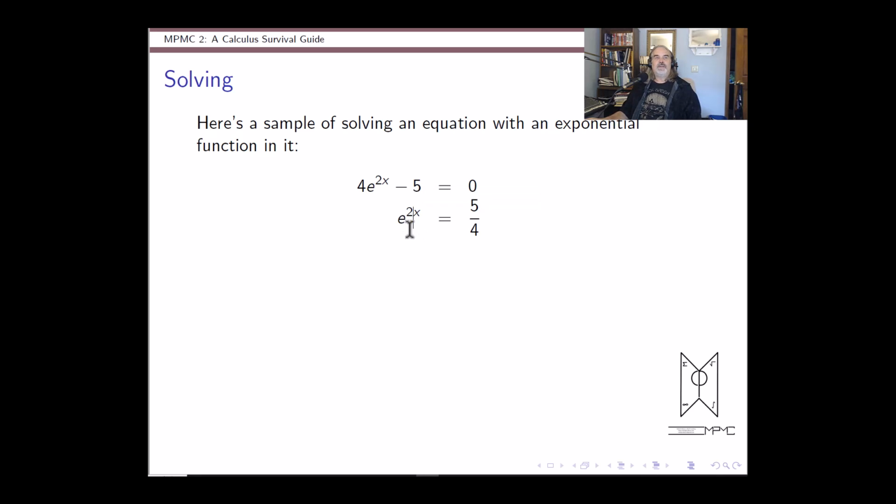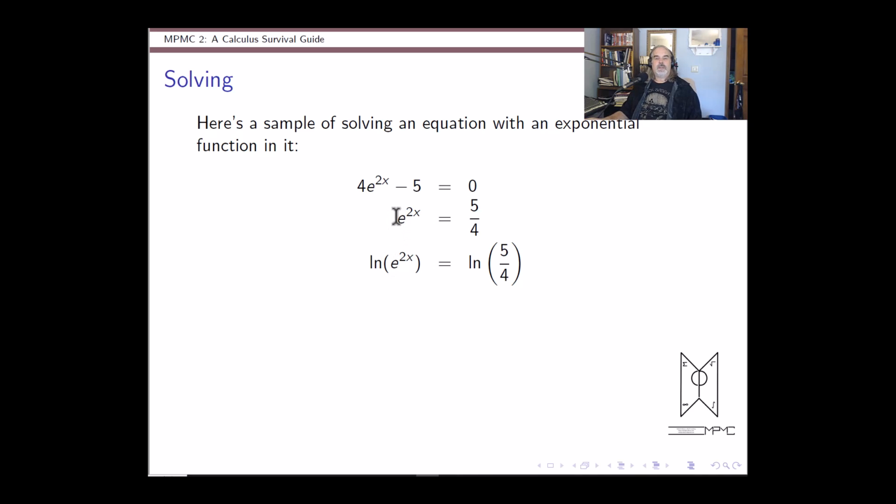Now, how do we get rid of entire functions? We apply their inverses. If you don't remember what that is, that's a whole other topic. Not going to say anything more about it here, other than to remind you that the inverse of e to the x is the natural log of x. Inverses wipe each other out, much like the square root and the square, right? If you're solving something squared, you're going to take the square root because that eliminates the square, right? That's how inverse functions work.